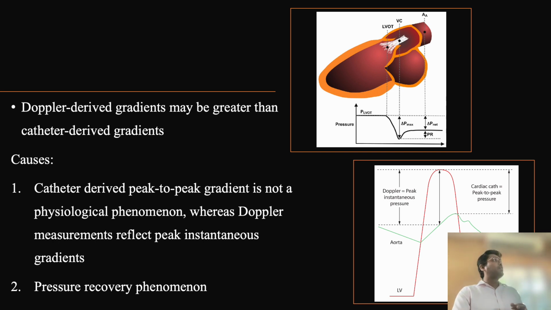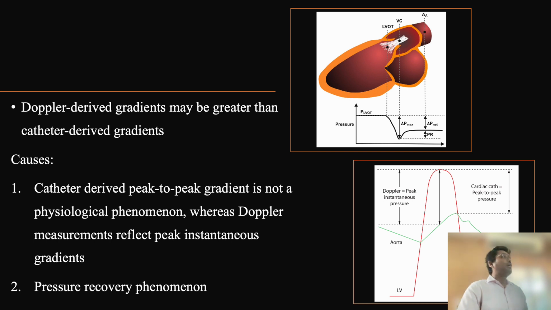The cause is two. Number one is that the catheter derived peak to peak gradient is not a physiological phenomenon, because in a catheter derived measurement, at first we measure the maximum velocity in the LV, and we take the catheter out into the aorta and measure again the maximum velocity in the aorta. But both things are not occurring at the same time. So this is not a true peak gradient; the original gradient should be this, but in the catheter peak to peak pressure gradient, what we actually measure is this.